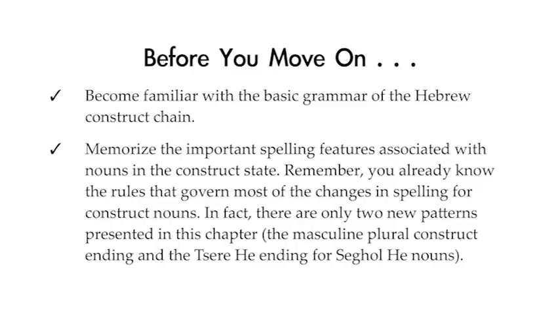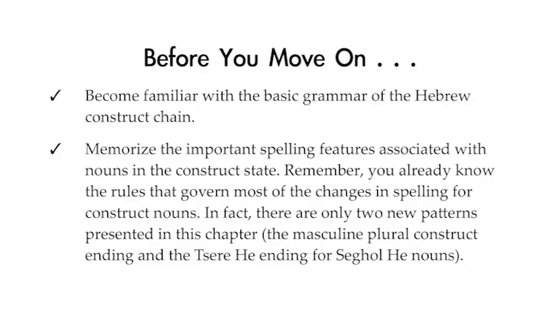Before you move on, here's what you must do or know. First, you must become familiar with the basic grammar of the Hebrew construct chain. For example, know which noun is the construct noun, which noun is the absolute noun. How does definiteness or indefiniteness work? How do words modify construct nouns? How many construct nouns can you have? How many absolute nouns can you have? You need to know those items of grammar that we talked about in the first part of chapter 10.